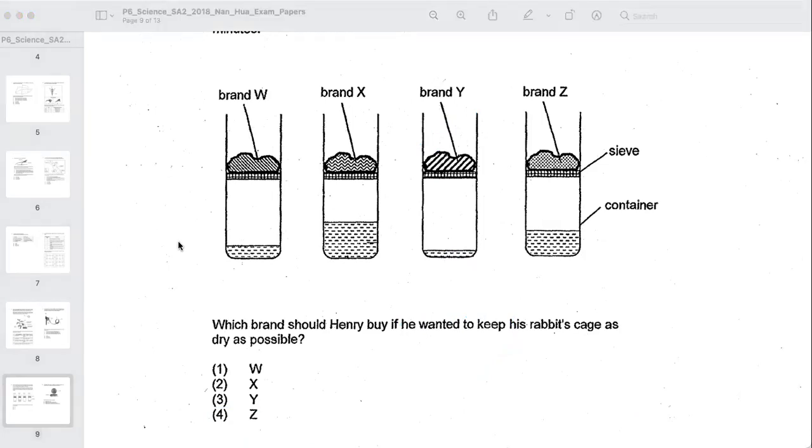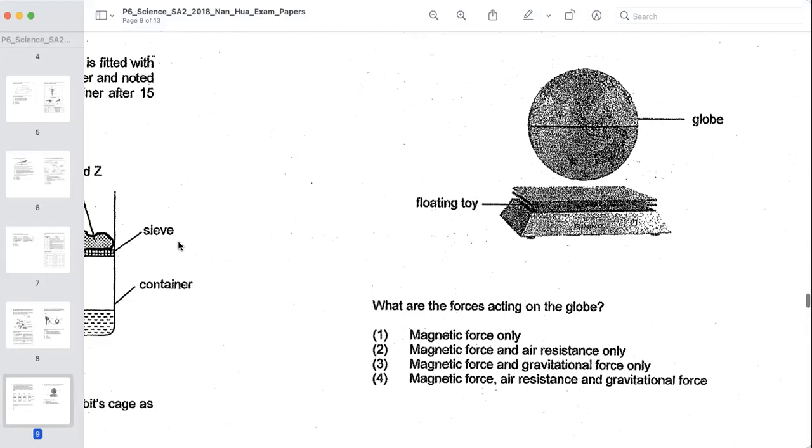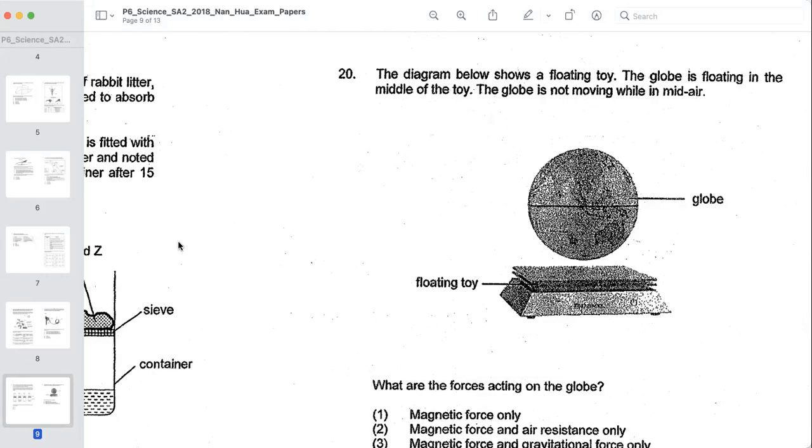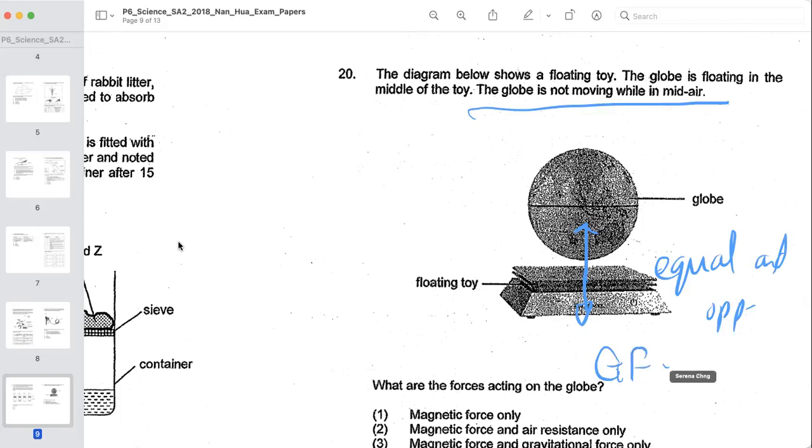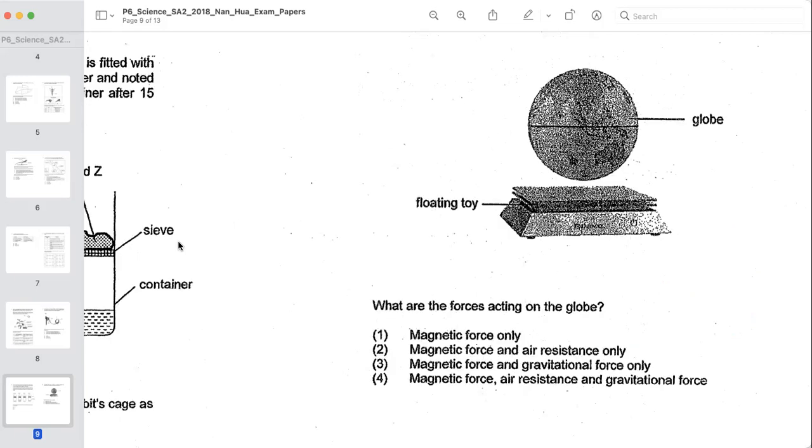Now, question 20, answer is option 4. Now look at why answer is option 4. The globe is floating in the middle of the toy. The globe is not moving while mid-air. So when it's not moving, there are balanced forces. Upward force and the downward force are equal and opposite. The downward force is gravitational force, of course, and the upward force would be a magnet. Otherwise, there can't be this equal and opposite force, right? So there must be what? Magnetic force and gravitational force.